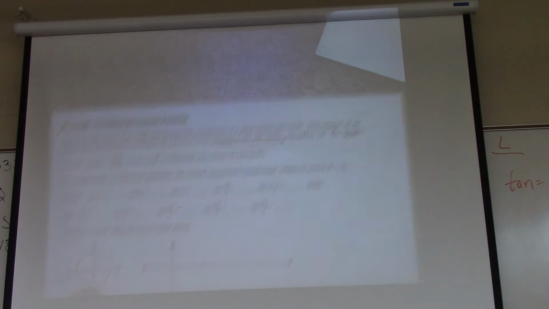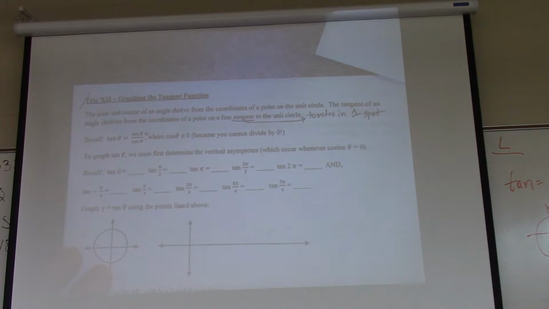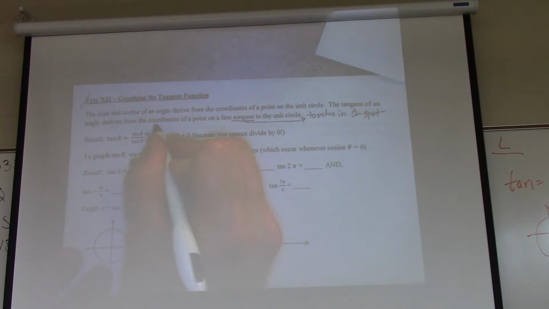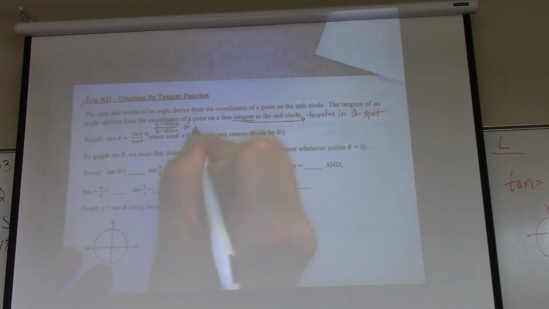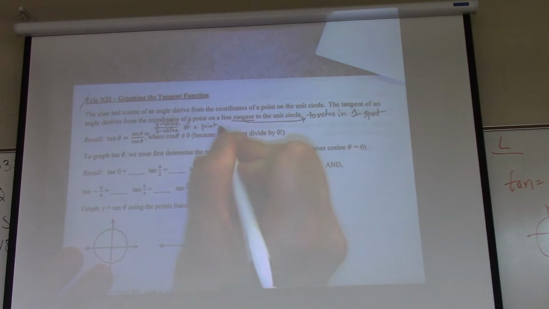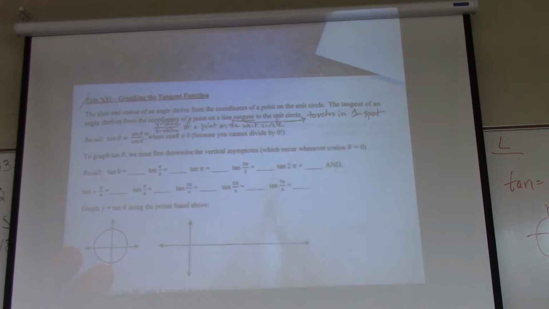Touches in one spot. Okay? That's what tangent means. Now, you don't care about this, but basically it means this. When I have my unit circle, I've got a line that literally touches my unit circle in one spot. Do you need to know that? No, that's why I didn't put it on the notes. Now, tangent is sine over cosine. We just talked about this on the previous page. It's the y value over the x value of a point on the unit circle. We know that. We already did that.